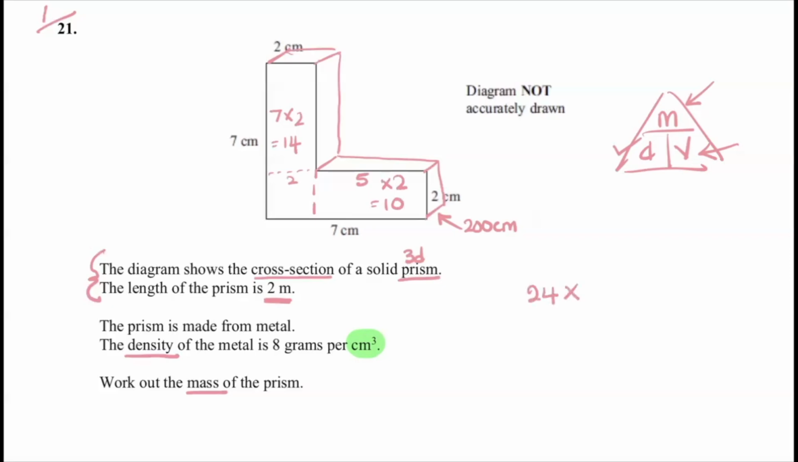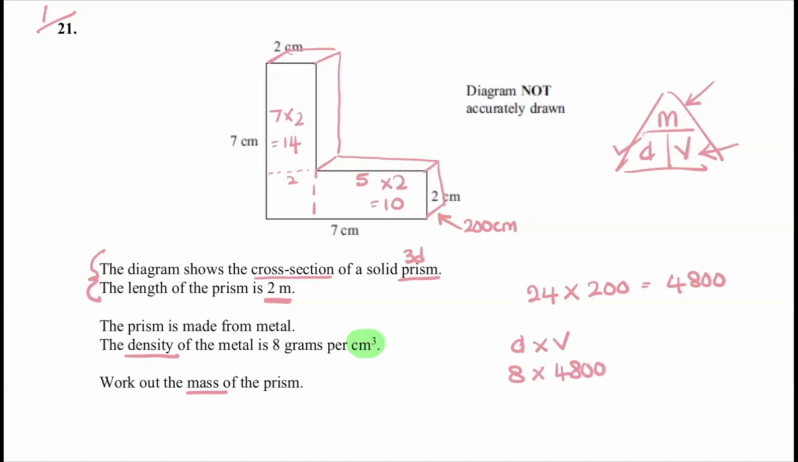I'm going to times that through by the length, which is 200. That's going to give me 4,800. That's my volume. Mass is density times volume. So I've now got to do 8 times 4,800.